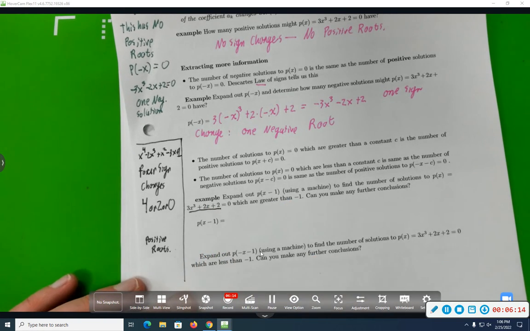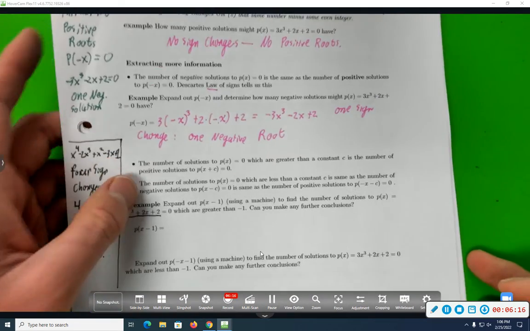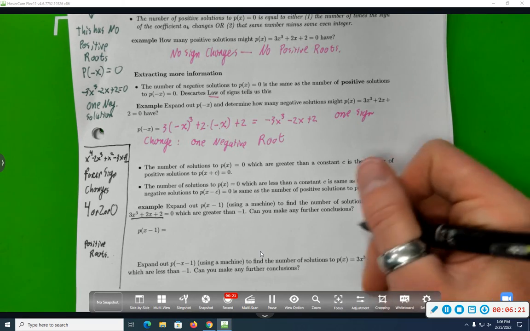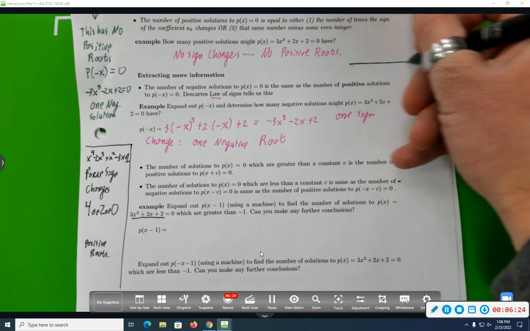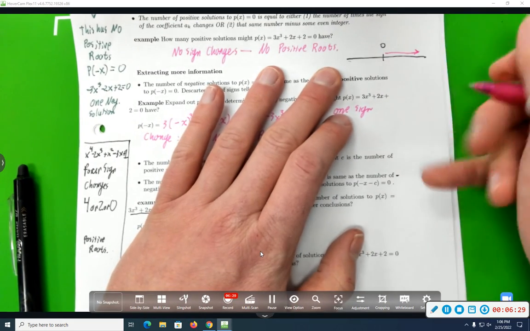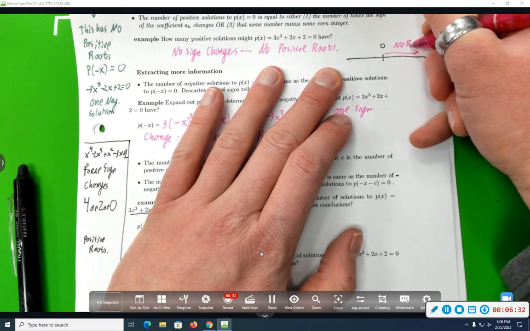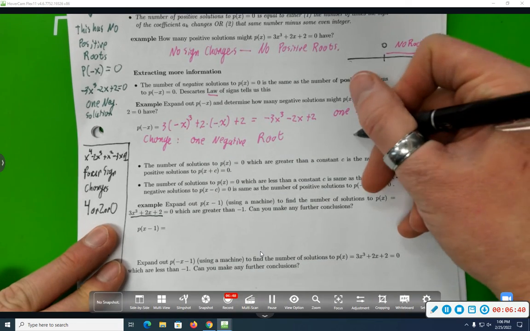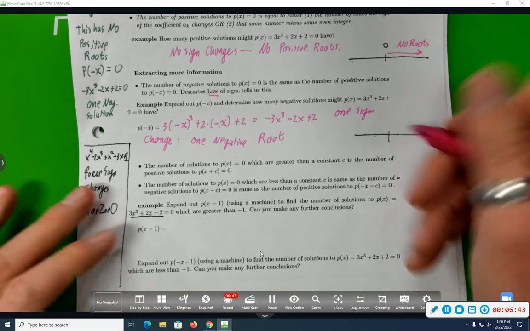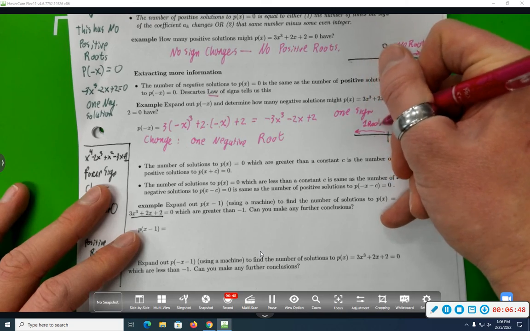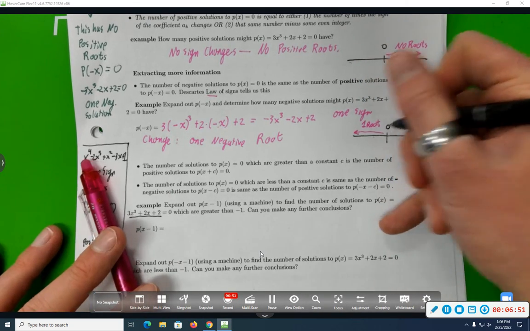Same polynomial. And let's summarize what we know about this polynomial already. Let's see what we have on a number line. So if there's the number line, there's 0. I know that there are no roots to the right of 0. I know that there is 1 root to the left of 0.